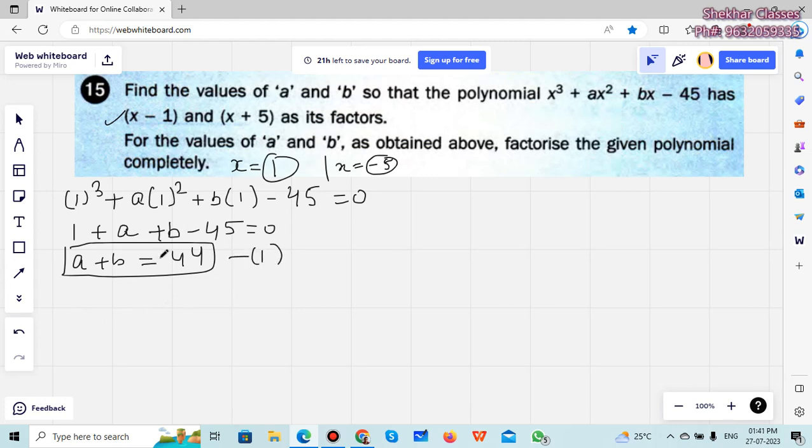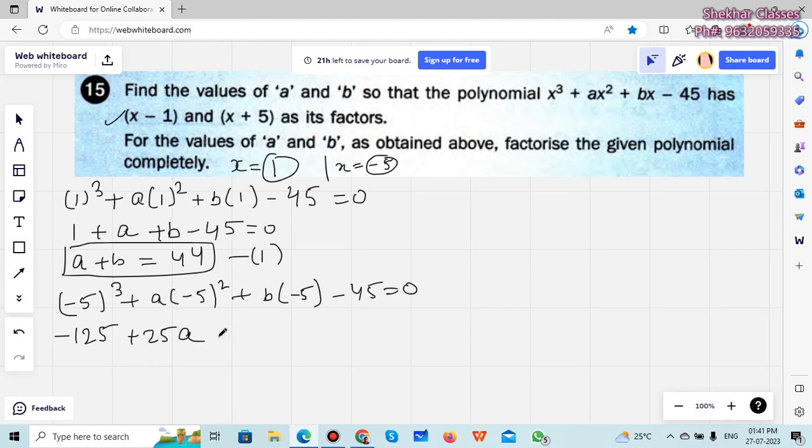Second, we do it by putting minus 5 here. So what will that be? Minus 5 the whole cube plus a into minus 5 square plus b into minus 5, and minus 45 should give you 0. So minus 125 plus 25a minus 5b minus 45 is 0 because it's a factor.